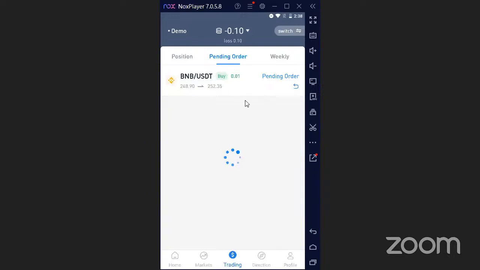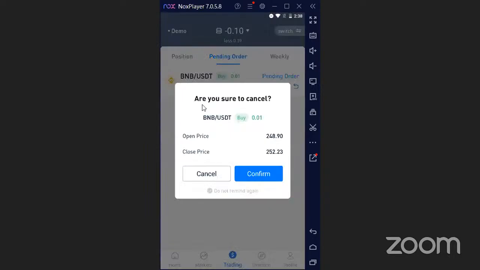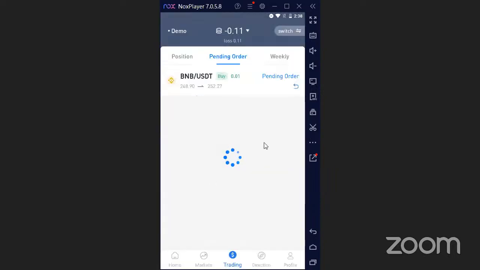Okay. So if it doesn't get there and the market just continues to go up, I can come back here and click on this. So if I click on this arrow, you see it says, are you sure you want to cancel? I can click on confirm and then it's going to cancel. Okay. So that is how to set a pending order. All right. If you want to set a pending order for a sale, you just click on the sale. Enter those prices. Do what you want to do. It's just as easy as that.